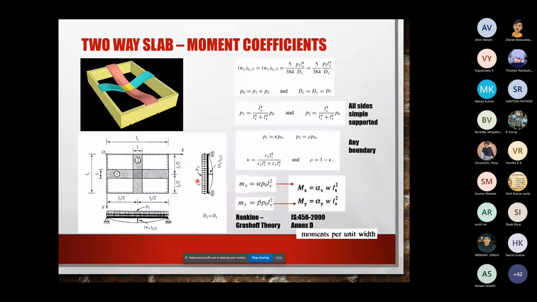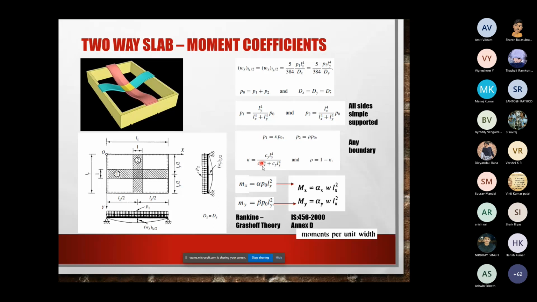So using these concepts, you can just assume that this is simply supported and this is simply supported. 5 by 384 PL power 4 by D. Instead of EI, I have written Dx and Dy. That's the only difference. And of course, the total load should be equal to the summation of loads coming from 1 and 2. Okay, so P0 equals P1 plus P2, and all the D's are equal. And relating all this, you can relate P1 and P2 in terms of the total load P0. And you see this factor in terms of Lx and Ly, they become some coefficients.